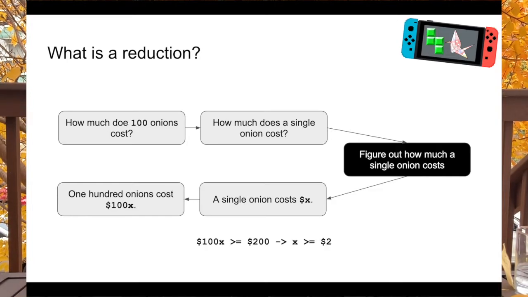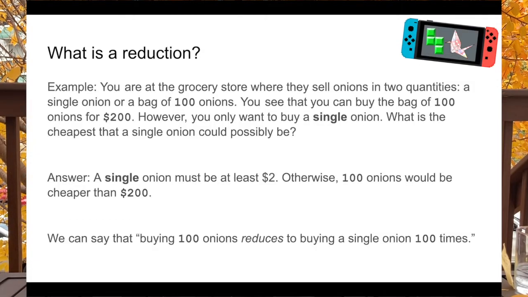Now, since you know that 100 onions cost $200, and this could be cheaper than buying 100 single onions, because buying things in bulk is always cheaper than buying them one by one, then you know that 100 times X has to be greater than 200. Therefore, the price of a single onion has to be at least $2. In this way, we can say that buying 100 onions reduces to buying a single onion. And if we know how much a single onion costs, we know how much 100 onions could cost.